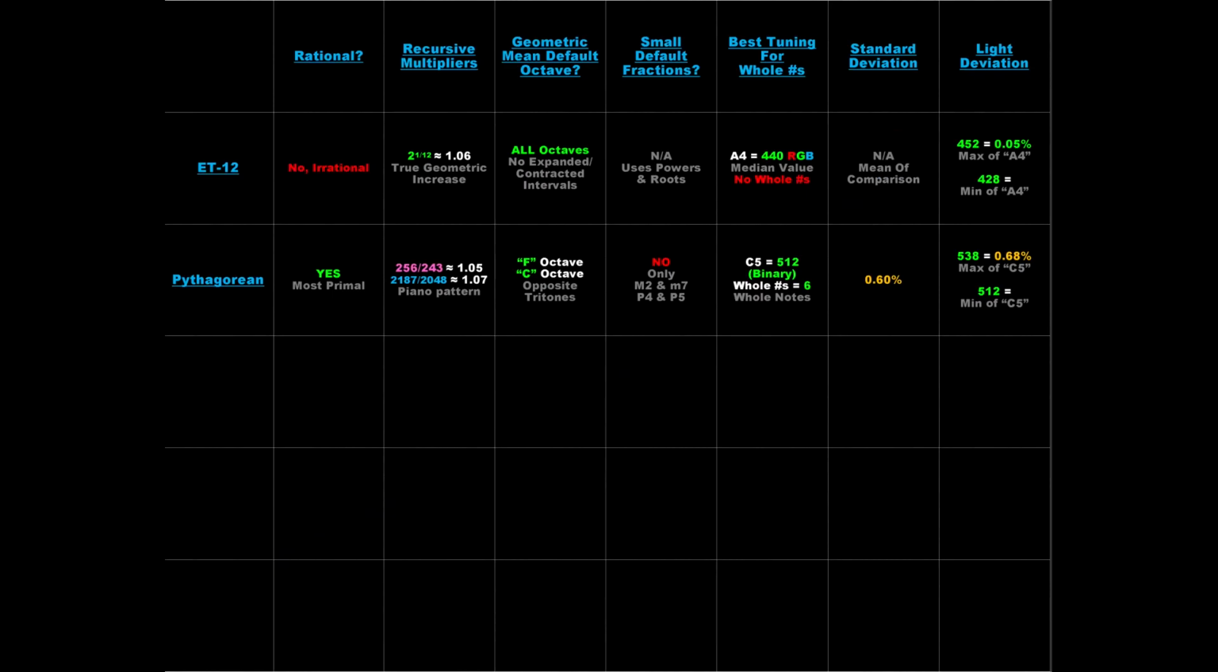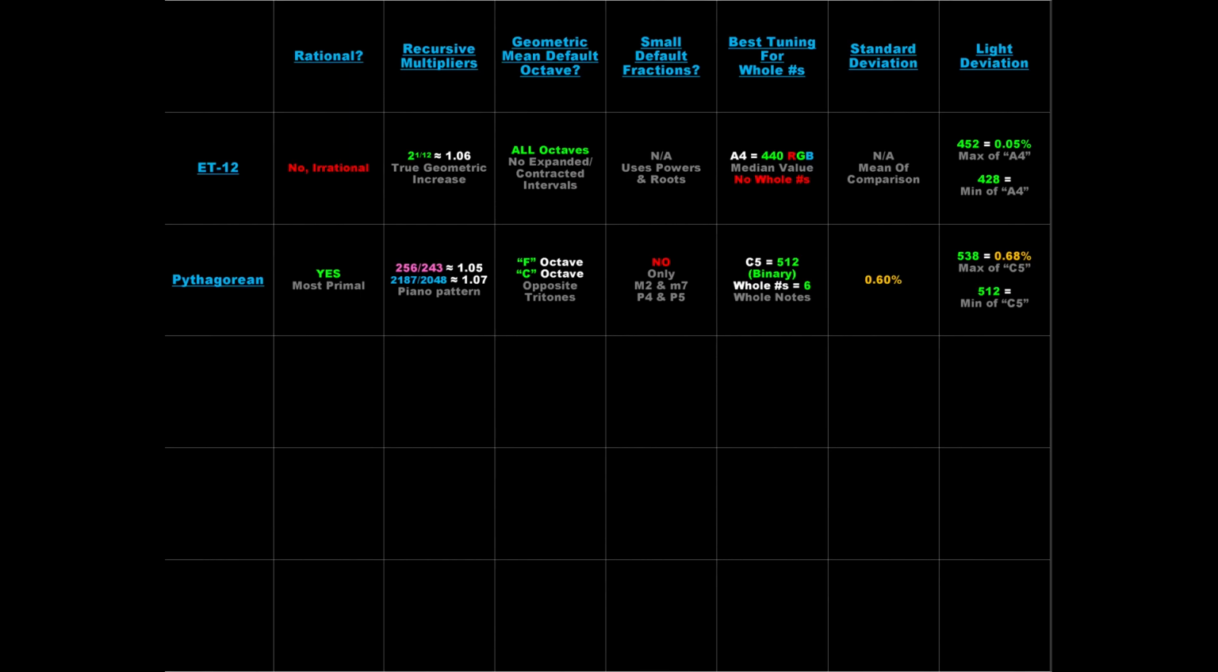All right, so here we go. Here's our comparison chart. We're comparing equal temperament 12 to Pythagorean tuning. Is it rational? Yes, it is. In fact, it is the most primal rational music system one can develop. For recursive multipliers, it has two recursive multipliers that follow the piano pattern.